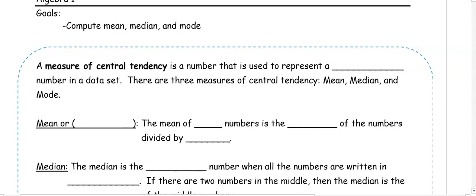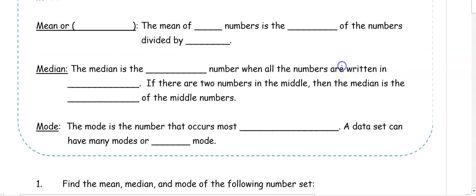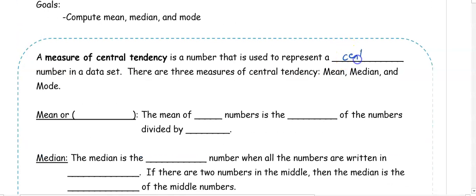This video is about computing the mean, median, and mode. A measure of central tendency is a number that is used to represent a central number in a data set. There are three measures of central tendency: mean, median, and mode.